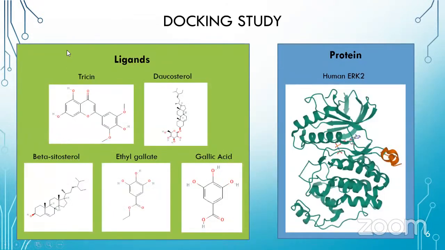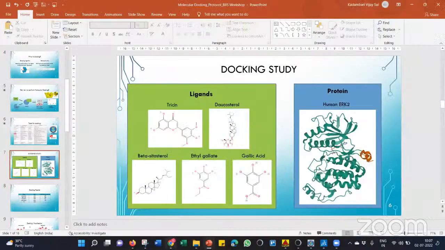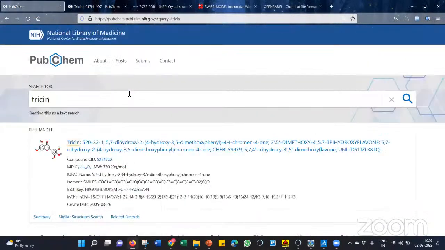I'm going to be explaining this based on Anjali's study only, based on the ligands that she used. These were the five ligands that she used, and this was her protein. I've already docked four of these because it can take time, but I will be demonstrating using this ligand called tricin. To get the ligand structure, we first go to PubChem and search for the... Yes, sir? Can you go a little bit slower?